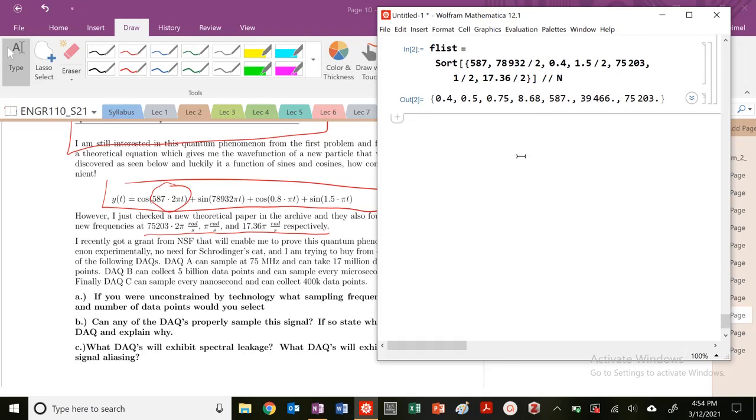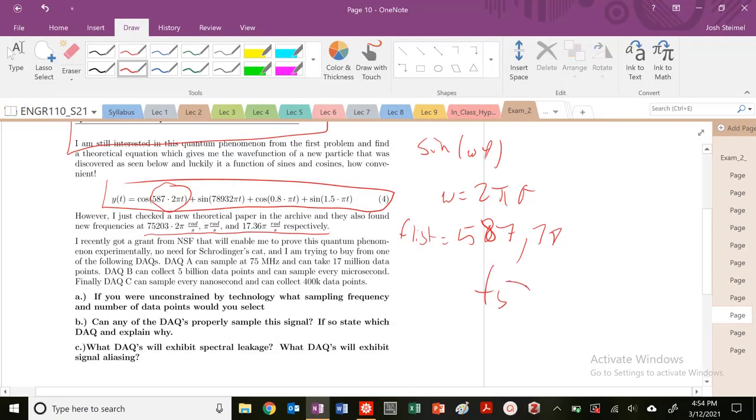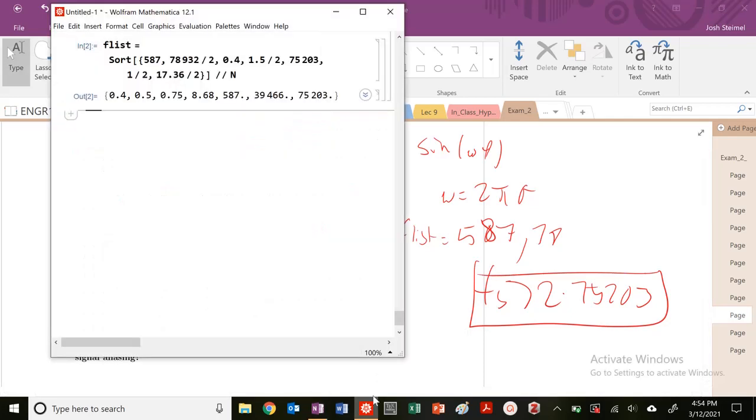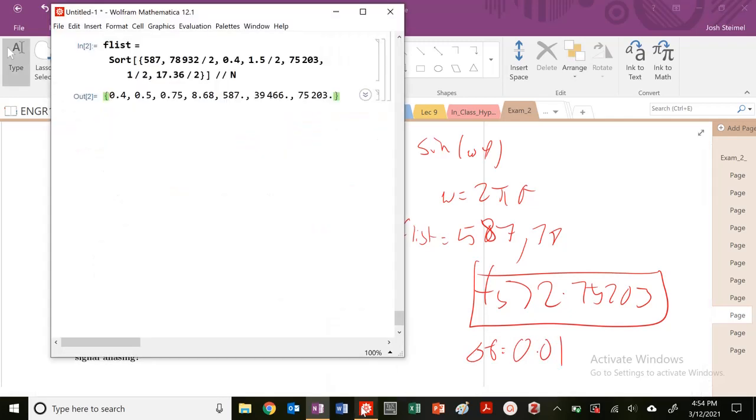So now I know that in order to sample this signal correctly, I need to make sure that my f sub s is greater than 2 times 75203. So that's my first condition. Then to avoid signal aliasing, looking at all these values, lots of these values are 0.5s. So I probably need to make sure that I have a delta f to hit all those different frequencies, delta f of 0.01, most likely, least common denominator. So those are the parameters that should work.